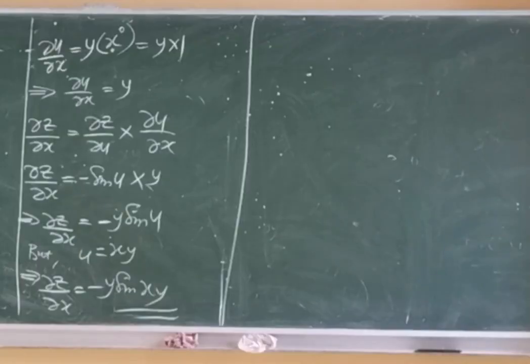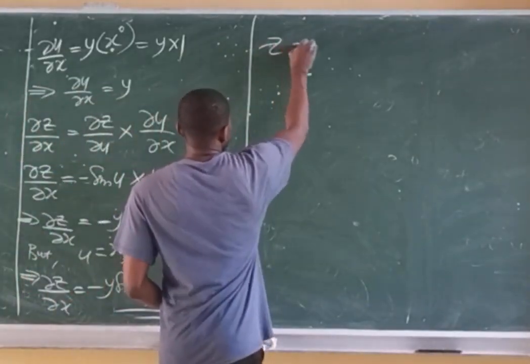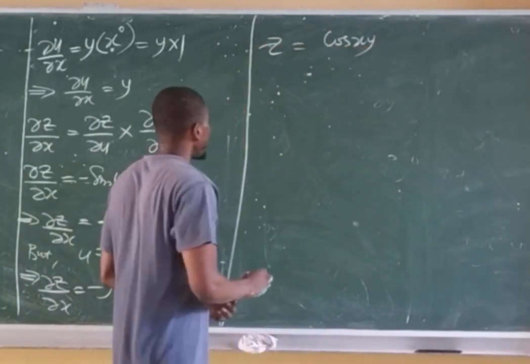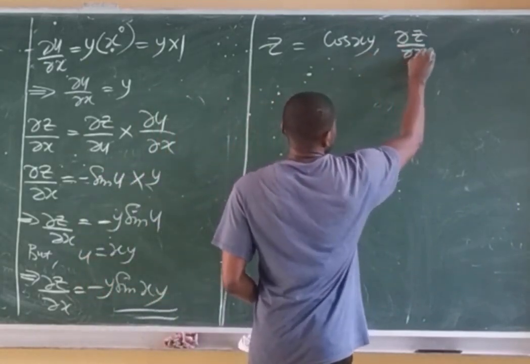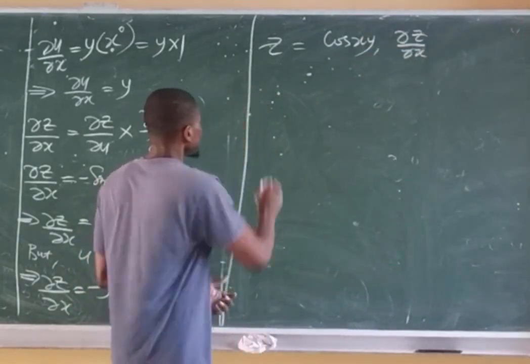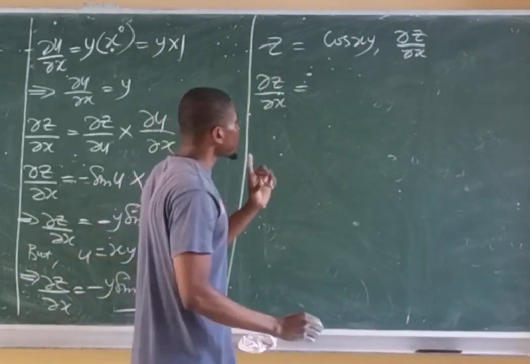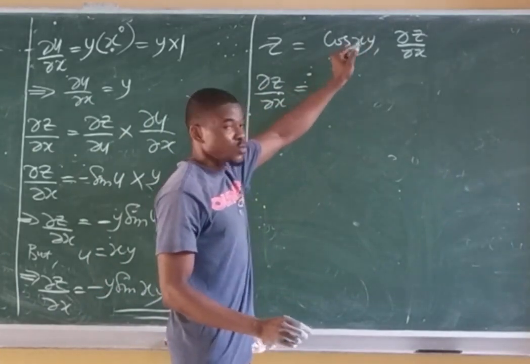Now I'm going to show you the shortcut to it. This is the shortcut. I have that z is equal to cos xy, and I'm asked to find partial z, partial x. Now, this is what I will do. Partial z, partial x is now equal to, first of all, I will differentiate the angle. The angle is simply xy.